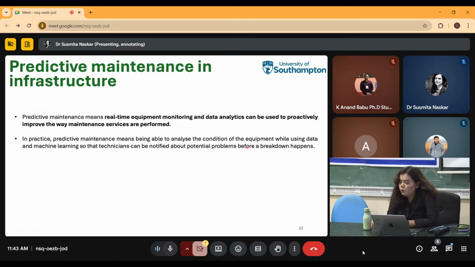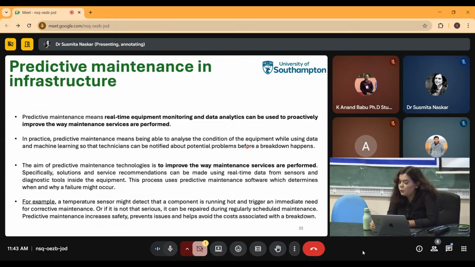So now if you try to look into the main aim of predictive maintenance, you will see that they try to improve the way maintenance services are being delivered, okay? And with the help of real-time data collected from the sensors and diagnostic tools inside the equipment, you can see that these methods, predictive maintenance software, can determine when and why a failure might occur, okay?